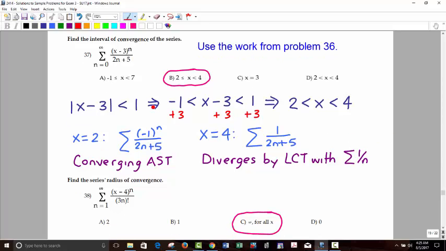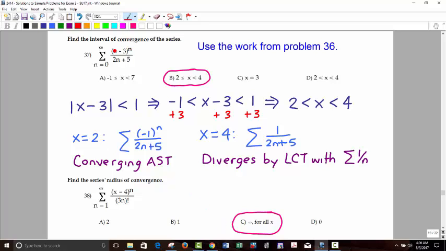So we have to test. Plug in 2. You get negative 1 to the n over 2n plus 5. That converges by alternating series test. FYI, not needed for this problem, but if you wanted to think about it, it would be conditionally convergent. But that's not critical here.